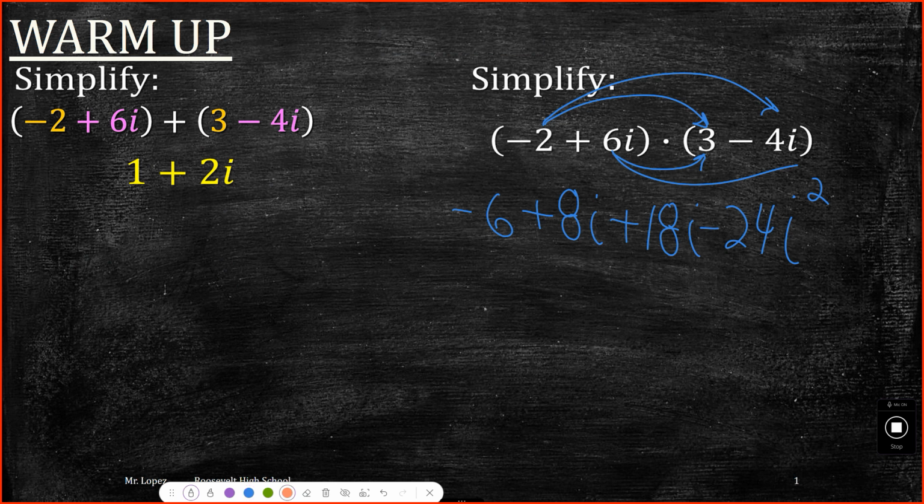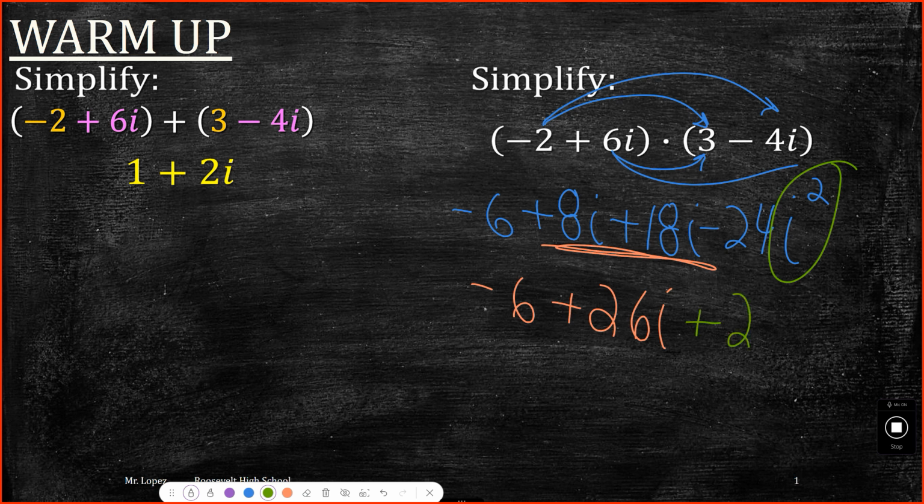It's always the same pattern here, that in the middle they're like terms. 8i and 18i is 26i. I'll bring down negative 6, and this is plus 26i. And then i squared. i squared is negative 1. Negative 1 times negative 24 is positive 24. 24 minus 6 is 18. These combined.